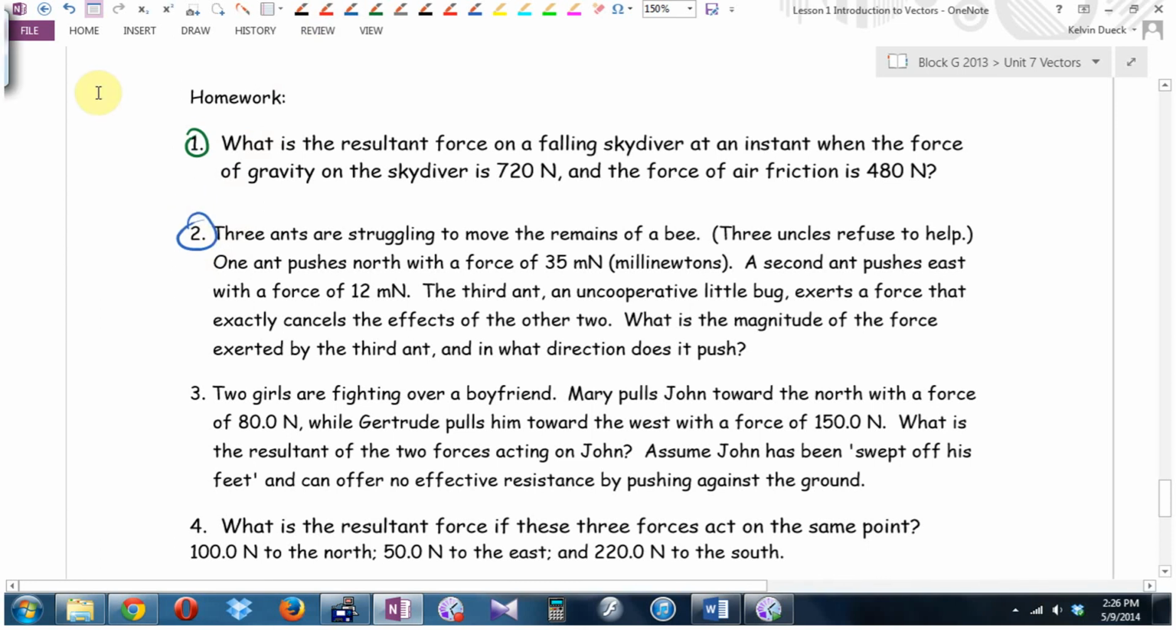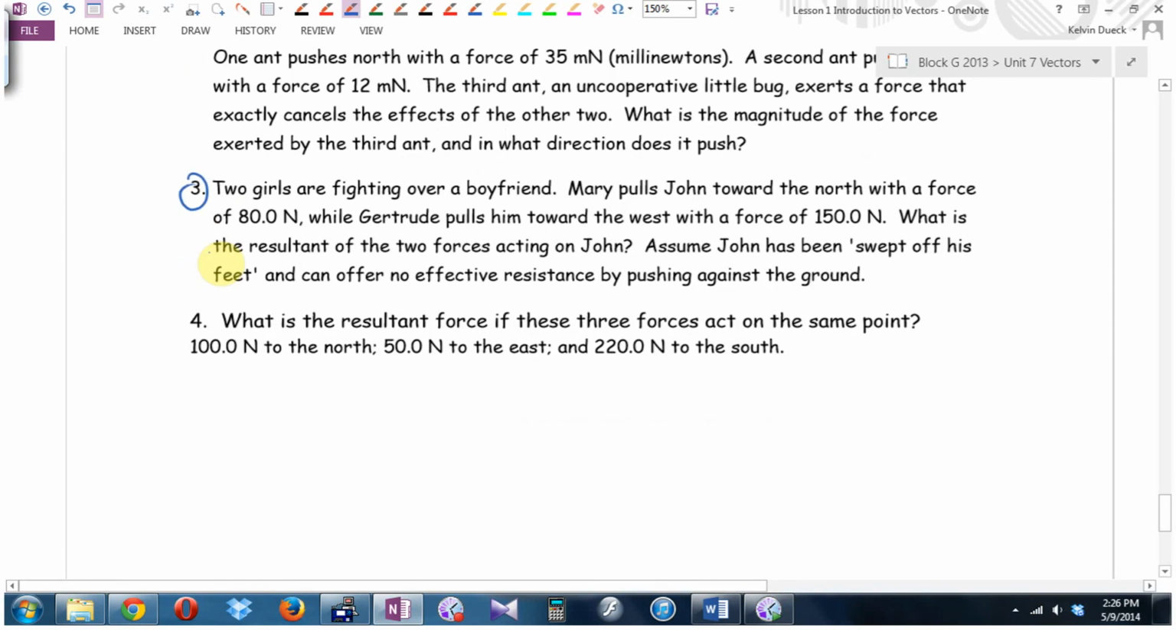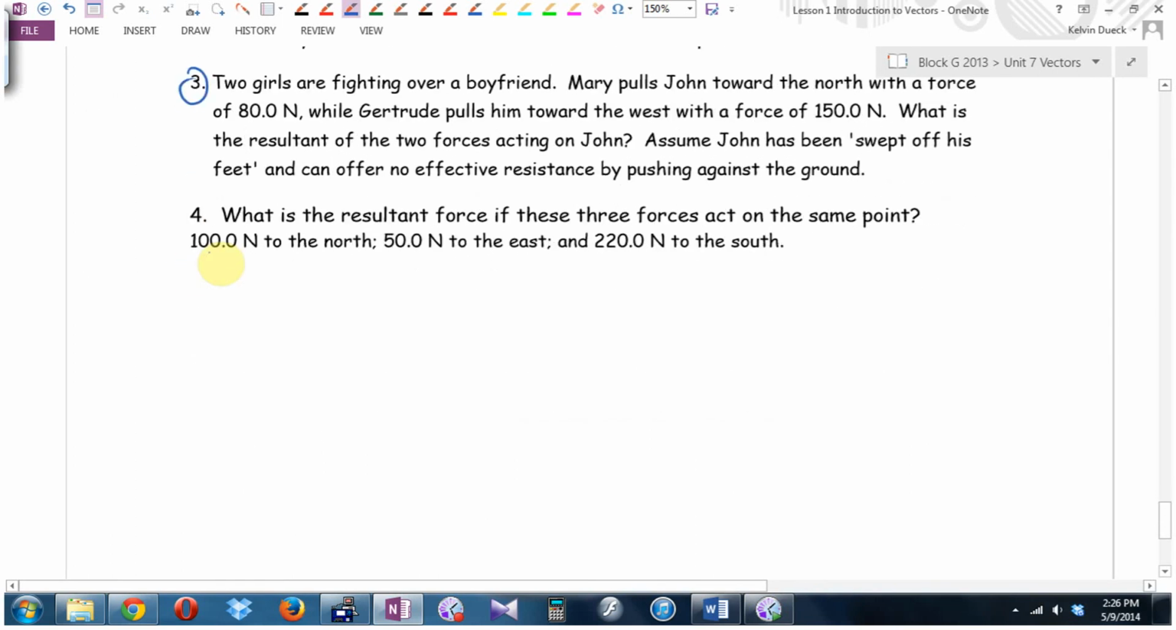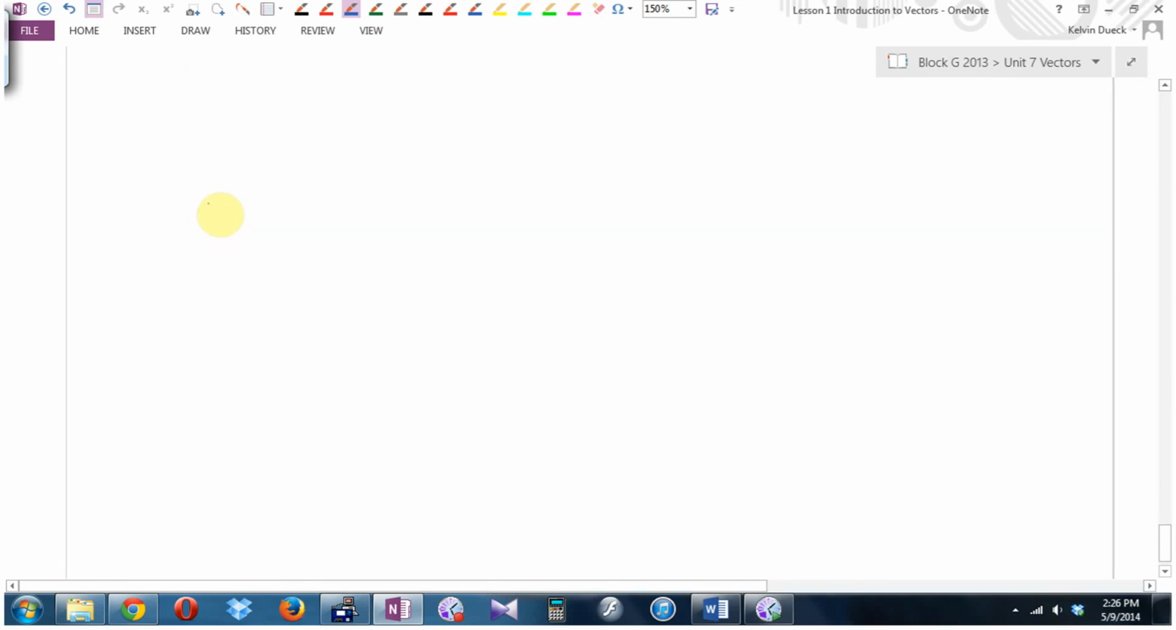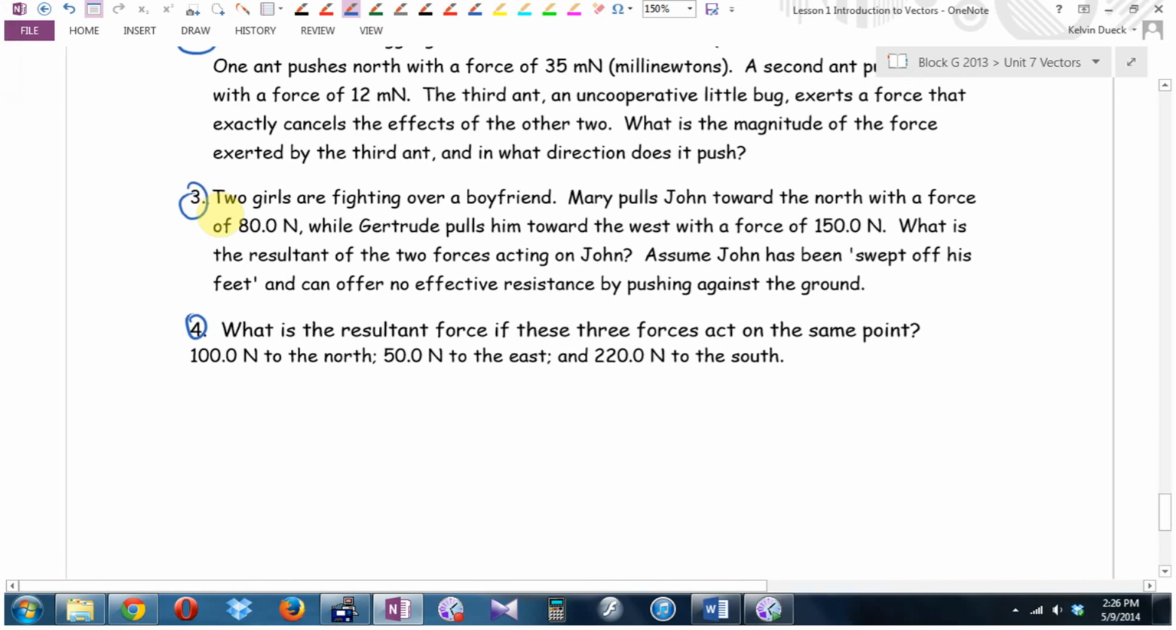Number 2, this will be find the magnitude and direction of what would exactly cancel out the first 2 ants. Number 3. Number 4. And I didn't include the answers. Okay. Now, number 4, there's 3 vectors. Little advice, add that and that first, and then add that to the east.